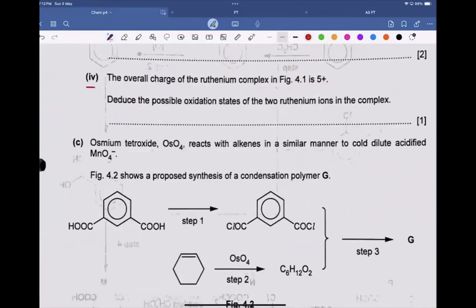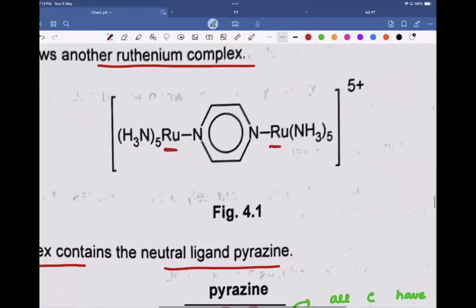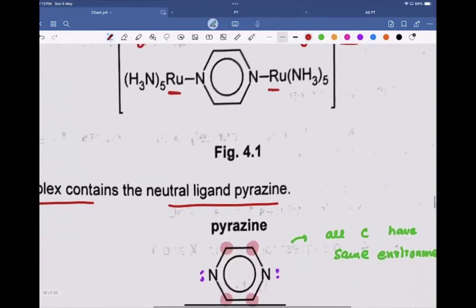Now fourth part. The overall charge of the ruthenium complex in figure 4.1 is +5. Deduce the possible oxidation numbers of the 2 ruthenium ions in the complex. Okay. So it's 0. It's 0, right? Because ammonia is 0 and pyrazine is shown over here, it's 0.